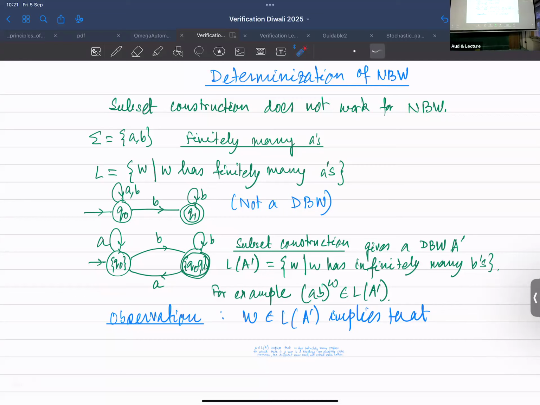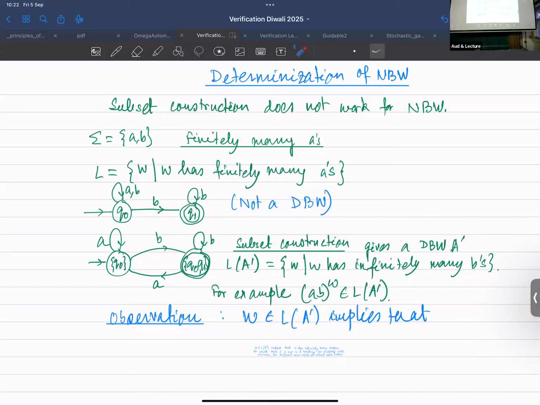Then this infinite word will have infinitely many prefixes such that if you consider the run of those prefixes on this automaton, there will be an accepting run on this automaton, which means that it will reach a final state here. So I'm talking about finite prefixes. They will end in some final state in this original automaton.